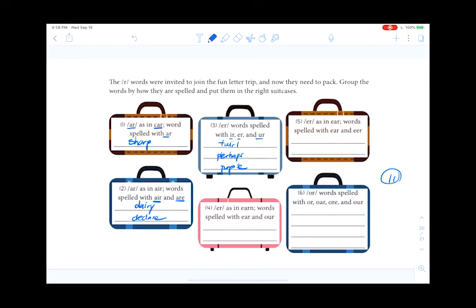ER as in earn, words spelled with EAR and OUR are learn and journey. ER as in ear, words spelled with EAR and EER are appear and career. OR words spelled with OR, OAR, ORE, and OUR are worn, board, score, and course.